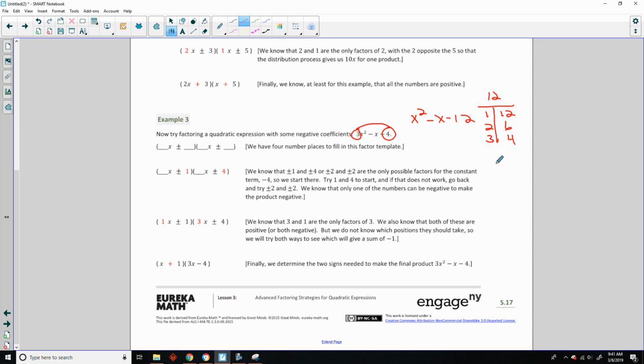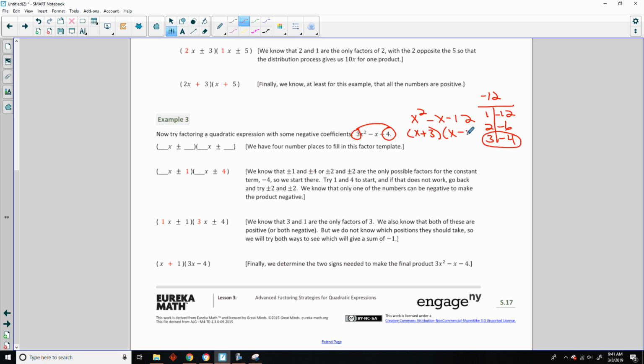But it has to be a negative 12. So one of these has to be negative. Well, my middle term is negative, so when adding to get a negative, the larger absolute value has to be the negative one. So when I add these up, I'm looking for negative 1. There it is. So I'm going to rewrite this as x plus 3, x minus 4.